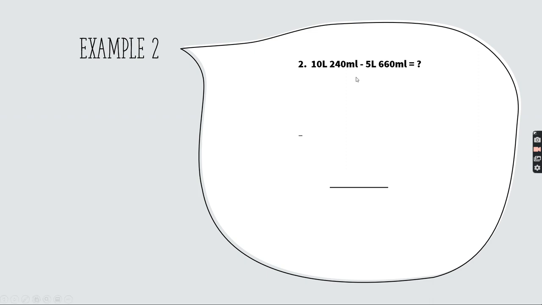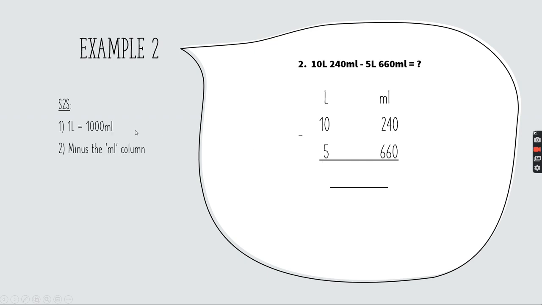Moving on to example 2. 10 liters 240 milliliters minus 5 liters 660 milliliters. First thing first, rewrite that in column method. So we have our liters over here and we have our milliliters over here. 10 liters 240 milliliters from the first quantity over here. Then we minus 5 liters 660 milliliters. Step 1, 1 liter is equal to 1000 milliliters. We all need to know this.